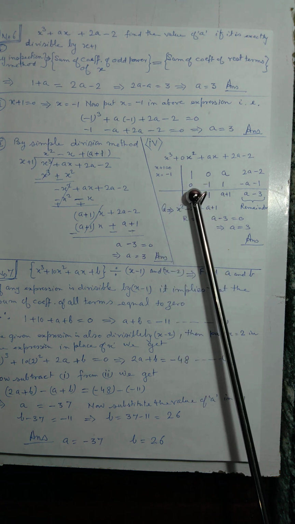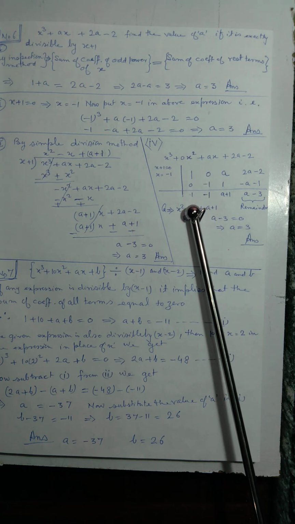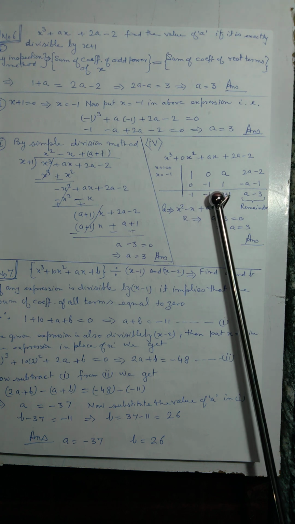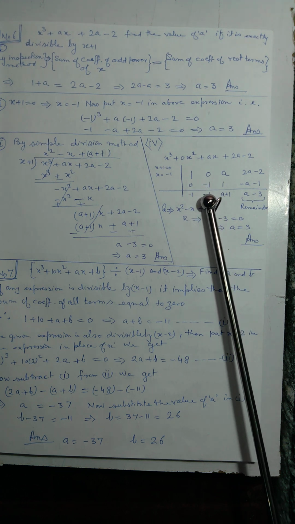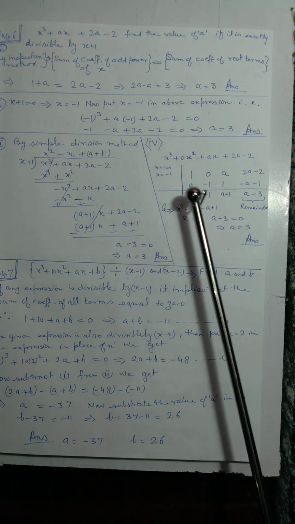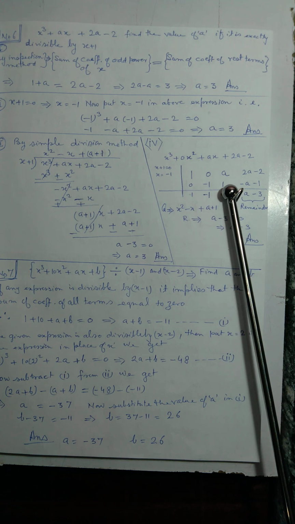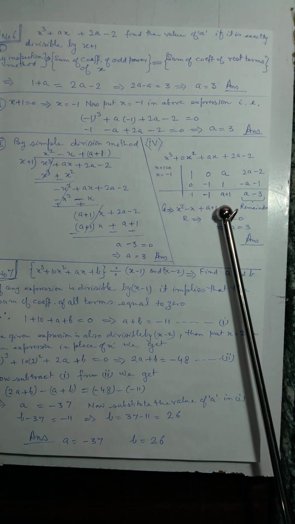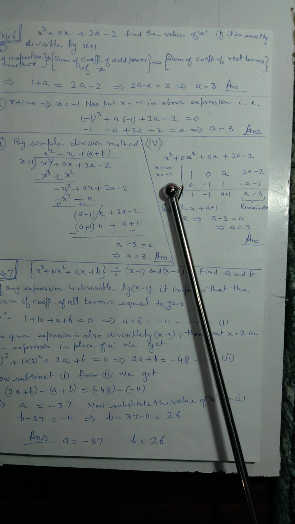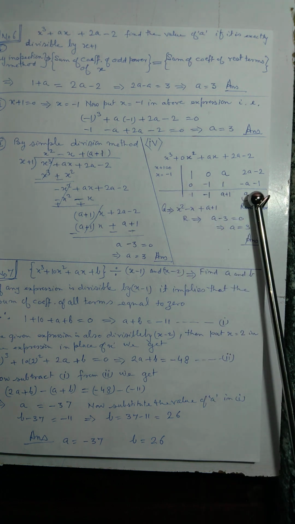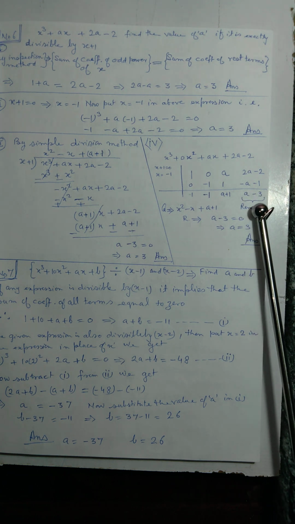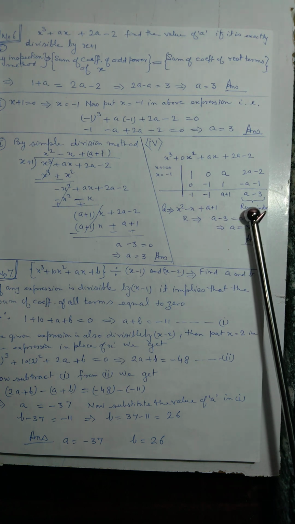Now put 0 from your side and add it, you will get 1. Here multiply minus 1 to 1, you will get minus 1. Place it. So 0 plus minus 1 will be equal to minus 1. Again minus 1 will be multiplied to minus 1, you will get 1. So after adding it, you will get a plus 1. This a plus 1 will be multiplied by minus 1 again, and that will be placed here. That is minus a minus 1. So on adding it, you will get a minus 3.